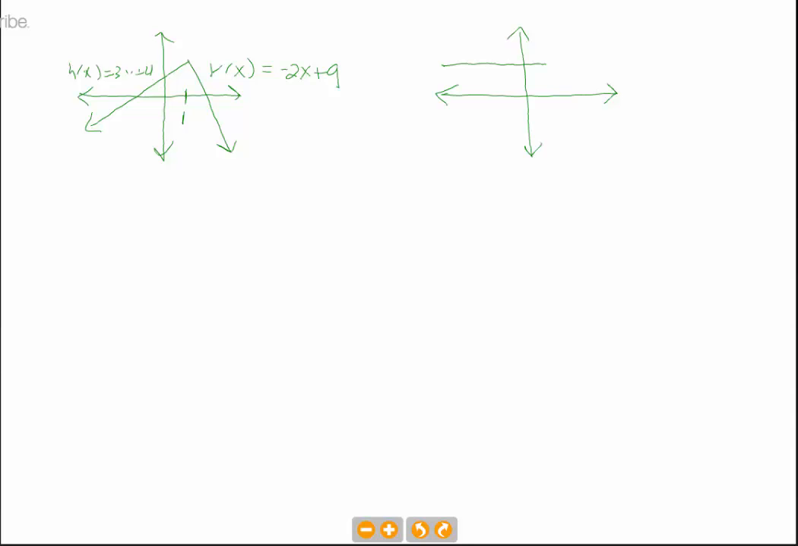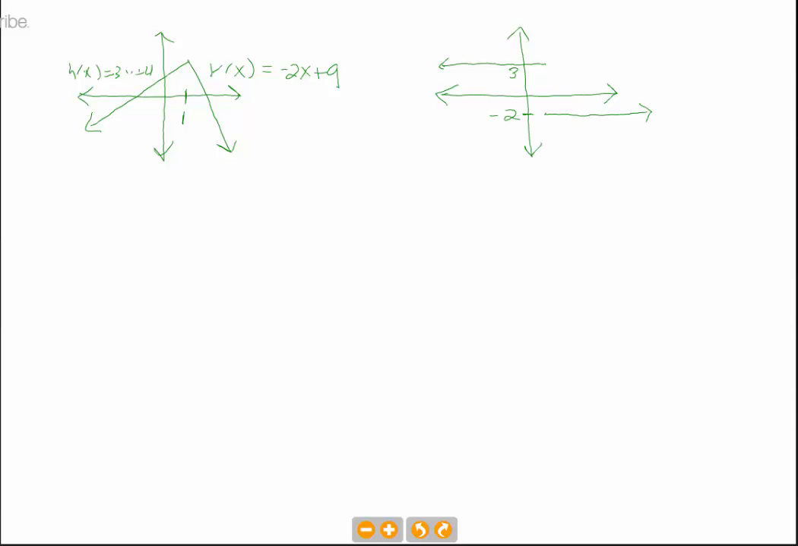Then I'm going to stop at 1 because the slope of my next function is negative 2, so I need to go into the negatives. So this is going to be 3 up here, and this is going to be a mark at negative 2. And it continues on infinitely in both directions.